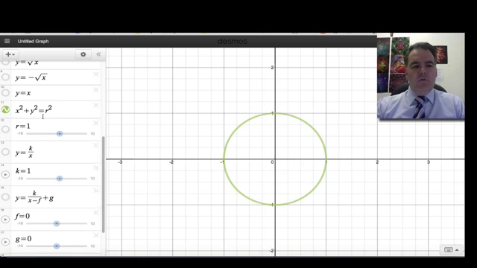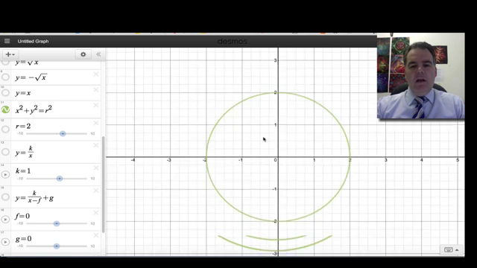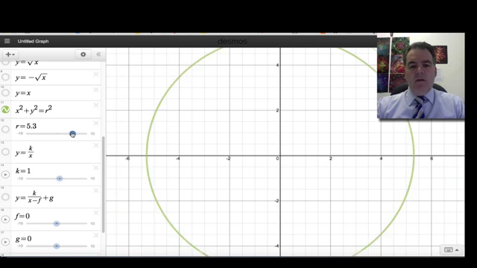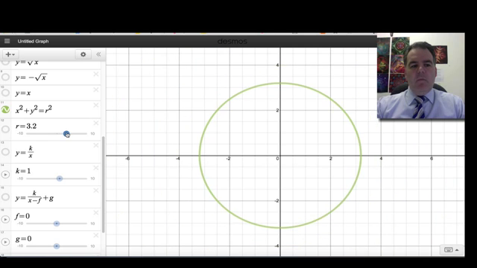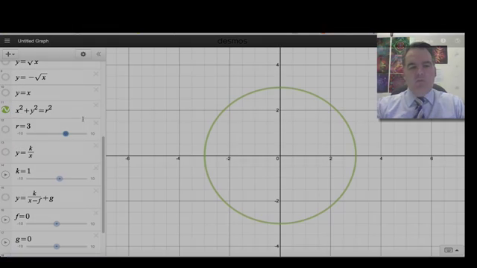So here's a circle, x squared plus y squared equals 1 squared, x squared plus y squared equals 2 squared, and so on and so on. So if I change the value of r, you can see that the circle just gets bigger. Okay. So the thing to remember here is that it's x squared plus y squared equals r squared. So that number there on the right is the radius squared, not just the radius.